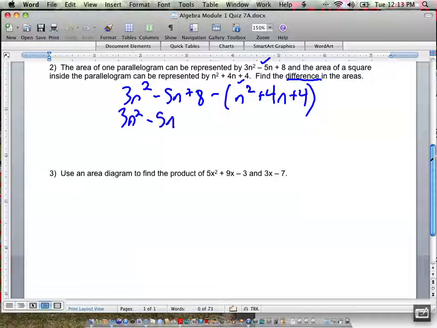3n squared minus 5n plus 8. Now, in the package, that's a positive n squared, it becomes negative. That's a positive 4n, it becomes negative. That's a positive 4, it becomes negative. Now we combine like terms to 2n squared minus 9n plus 4. Yes? I just subtracted it, but I still got it right.